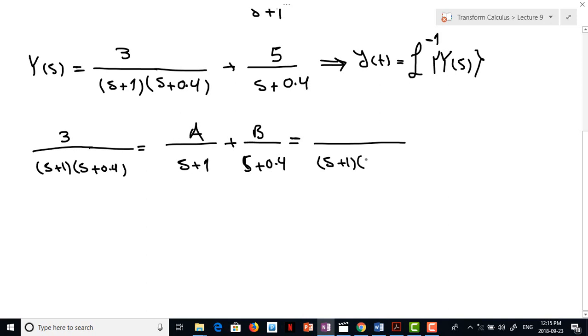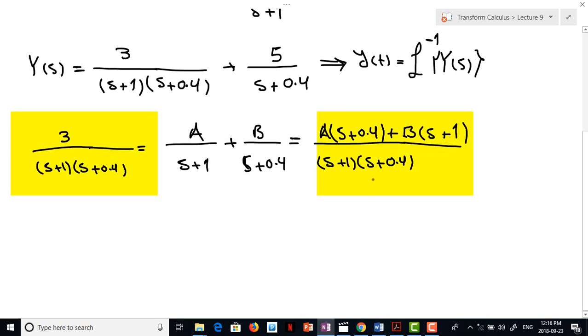So now I just add them together. So we have (s plus 1) times (s plus 0.4) in the denominator, and in the numerator A times (s plus 0.4) plus B times (s plus 1). So we have two fractions, this fraction and this fraction, and they are equal. The denominator is the same. As a result, the numerator should be the same. So 3 should be equal to A times (s plus 0.4) plus B times (s plus 1).